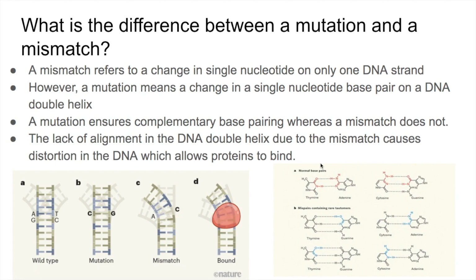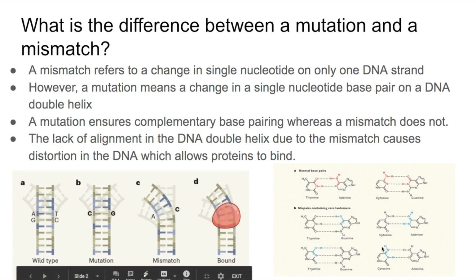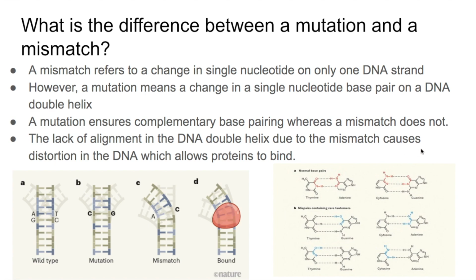And you can see some examples of DNA mismatches over here. So there's T with G, C with A, T with G, and C with A here. In this case, this is an example of C with A. And this actually results in the loss of the alignment in the DNA double helix. And due to this mismatch, there is a distortion in the DNA. Now let's look at how this distortion actually affects proteins.